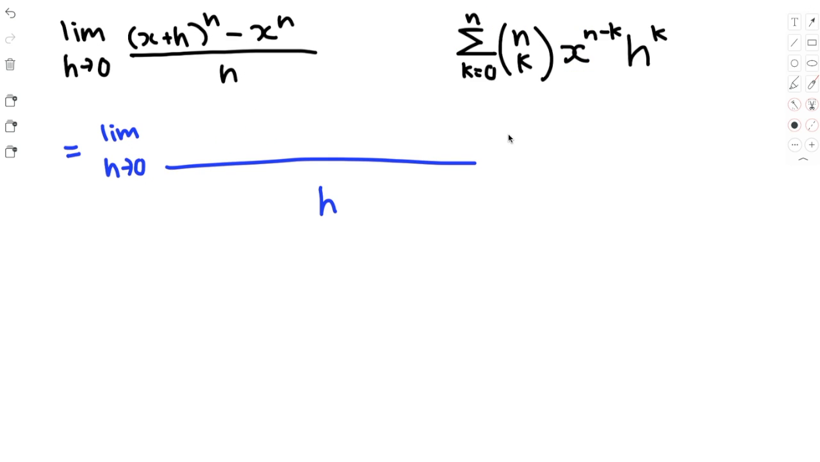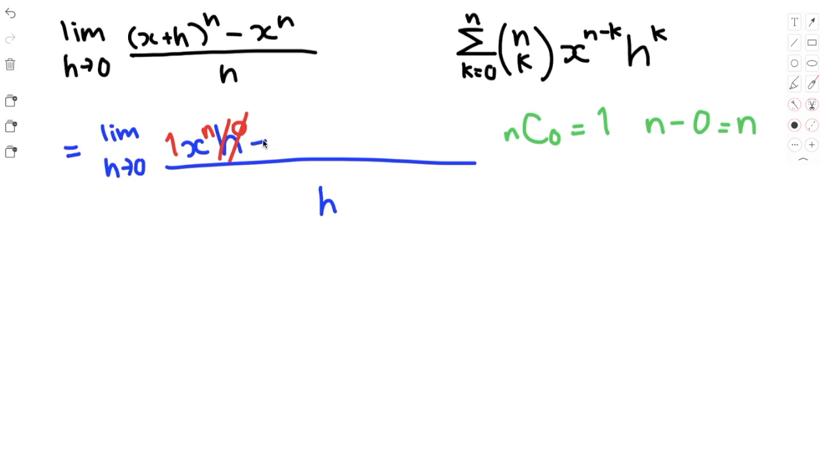The first term, k equals 0. Anything choose 0 is 1, so n choose 0 is 1, so the coefficient is 1. n minus 0 equals n. x has the exponent of n, and h has the exponent of 0, so we can cross it out here.